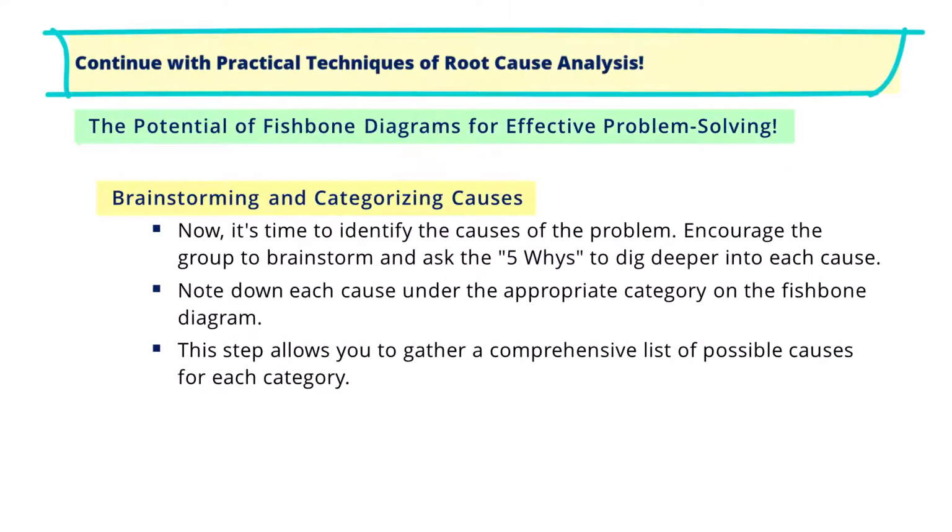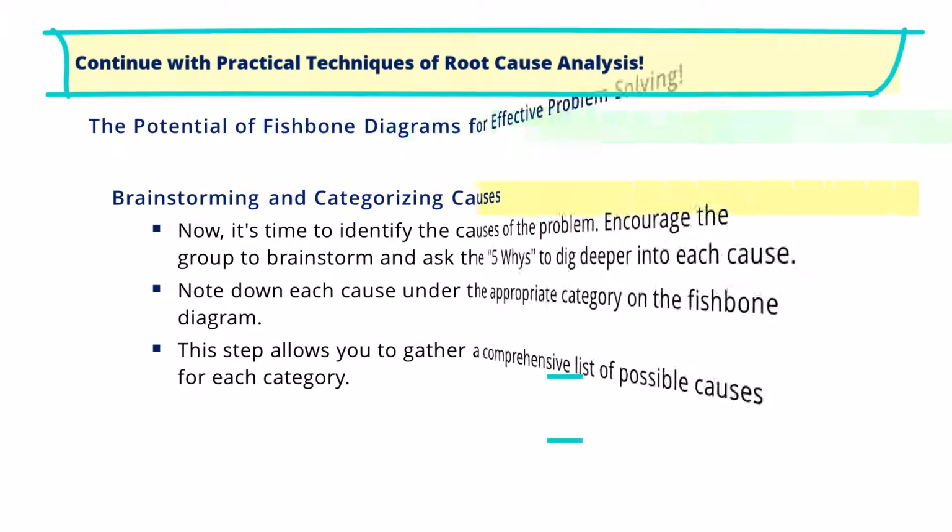Brainstorming and categorizing causes. Now, it's time to identify the causes of the problem. Encourage the group to brainstorm and ask the 5 whys to dig deeper into each cause. Note down each cause under the appropriate category on the fishbone diagram. This step allows you to gather a comprehensive list of possible causes for each category.